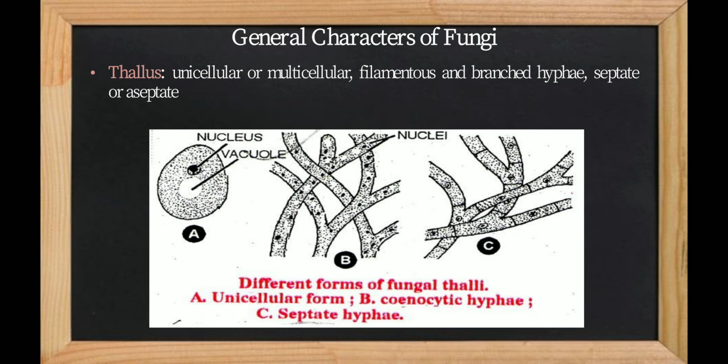Coming to the thallus or the vegetative structure. It may be unicellular or multicellular. Unicellular means it is made up of a single cell like that of yeast, or it may be made up of a number of cells, and it may be filamentous and branched. They may have a cross wall to divide the filament, which we call septate, or it may be without cross walls, then we call it aseptate.